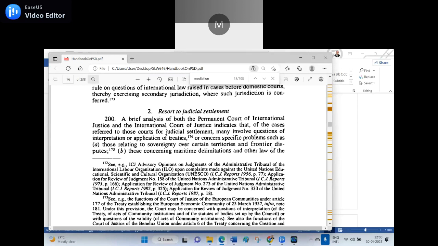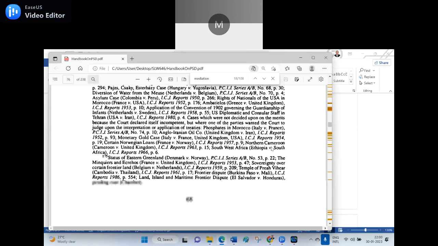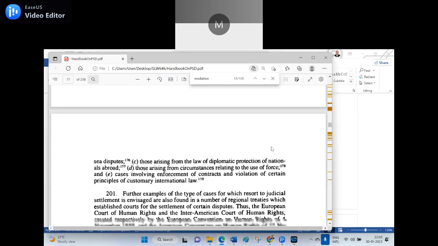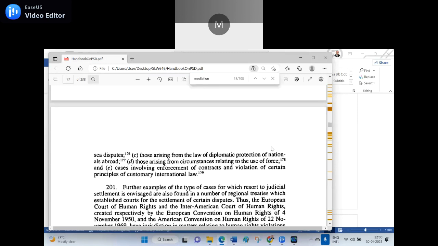What arises? A, those relating to sovereignty over certain territories and frontier disputes can be entertained. B, those concerning maritime delimitation and other laws, meaning maritime laws or conflicts or sea disputes, that also could be entertained. C, those arising from the law of diplomatic protection of nationals abroad. So diplomatic protection should be given to the people who are staying abroad. Even that thing can be tackled.